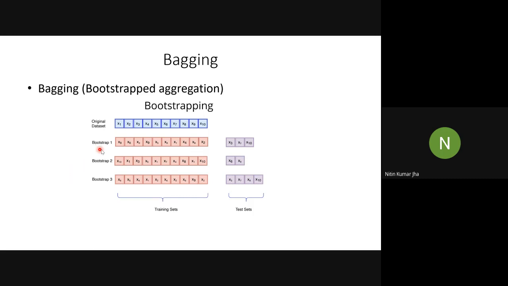Okay, so in a bag, on average, 67% of the data comes from the original data set, and around 33% of the original data set doesn't end up inside a particular bag.